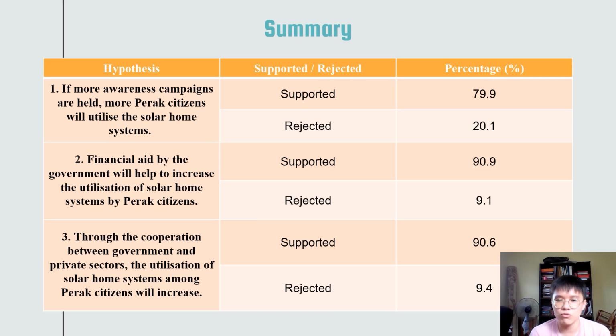While for hypothesis 2, we have a very high percentage, which is 19.9%, of the responses supporting that financial aid by the government will indeed help them in utilizing the solar home system. While for hypothesis 3, 19.6% of the responses agree that the cooperation between the government and the private sector will help them in utilizing the solar home system. In conclusion, we can see that all of the three hypotheses were supported by the data we collected from our survey questions.